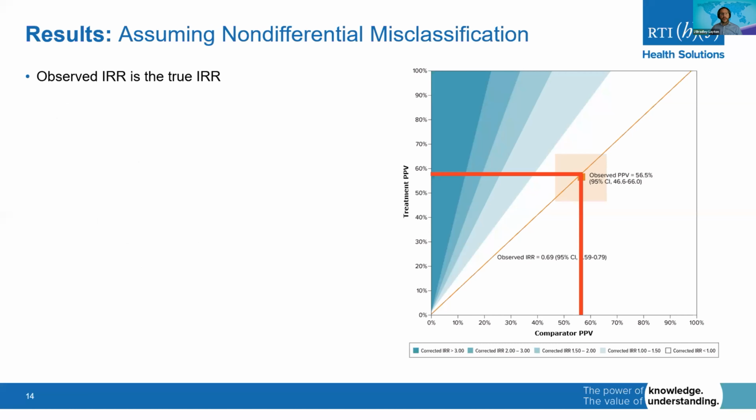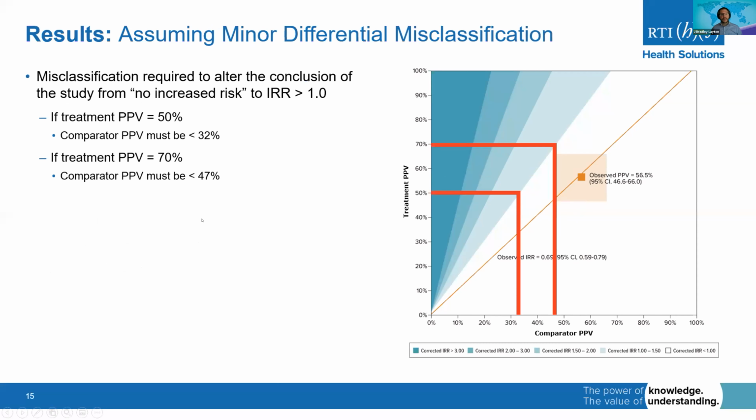So if we assume that we have an overall PPV of 56.5%, but that it's equal in both treatment groups, and the misclassification is non-differential, then we would assume that the observed IRR is the true IRR, shown here in the intersection of the red lines. However, if we investigate various combinations of differential misclassification, we can see that for treatment group PPVs of 50 to 70%, we would need the comparator group PPVs to be about 20% lower for the corrected IRR value to be 1, indicating a null result instead of the observed decreased result.